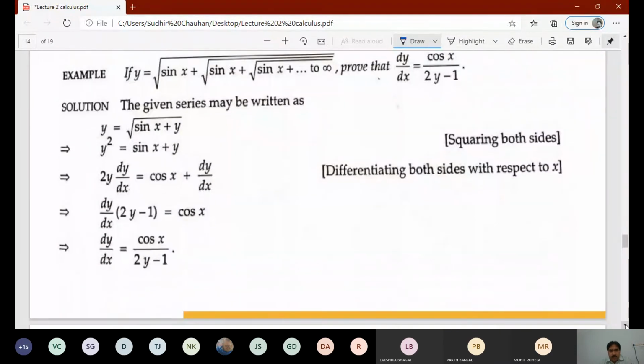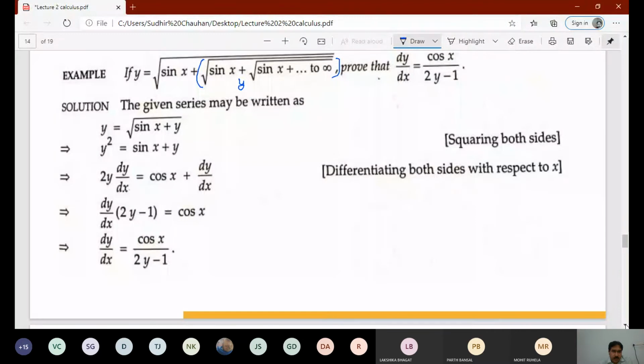Here we have some more questions. If y is under root sin x plus under root sin x plus under root sin x up to infinity, so from here we can see that it is again y. So in place of this, we again write y, as it is an infinite series. So it will be easy to find.